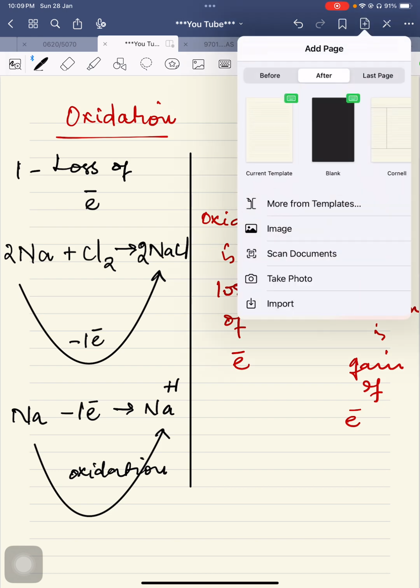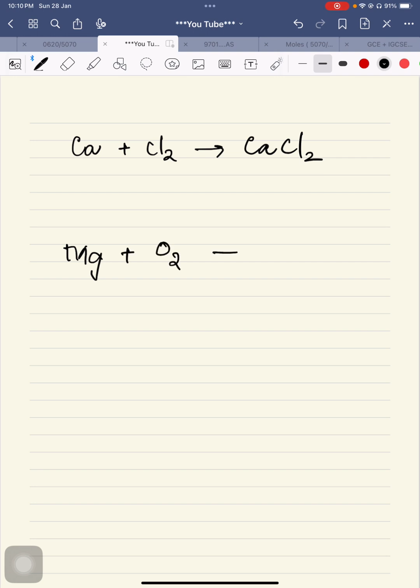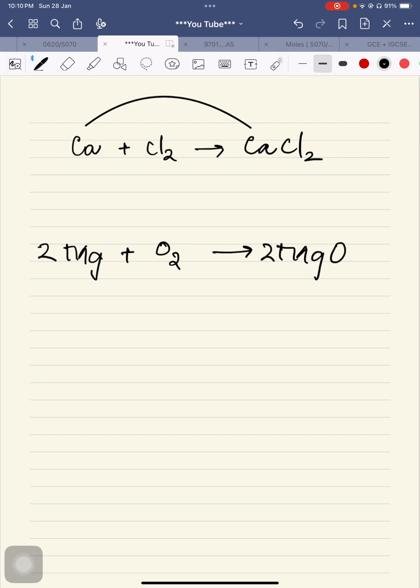I am on the next page. For example, just consider the formation of calcium and chlorine combining with each other to form CaCl2. The equation is automatically balanced. Or you may consider magnesium burning in the presence of oxygen to give magnesium oxide. This equation is not balanced, so I have to write 2 over there. You can see that calcium is undergoing oxidation. How? As it is losing two electrons to convert itself into a calcium ion.